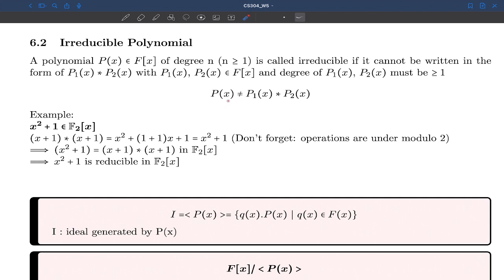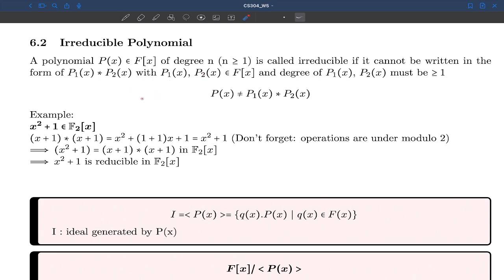Also, only those polynomials will be called irreducible whose degree is at least 1. If the degree is 0, then that will be a constant term, and I'm not considering that as a polynomial for my irreducibility test. So you have to consider only polynomials that have a degree at least 1 for them to be irreducible. So you got what is irreducible and reducible.